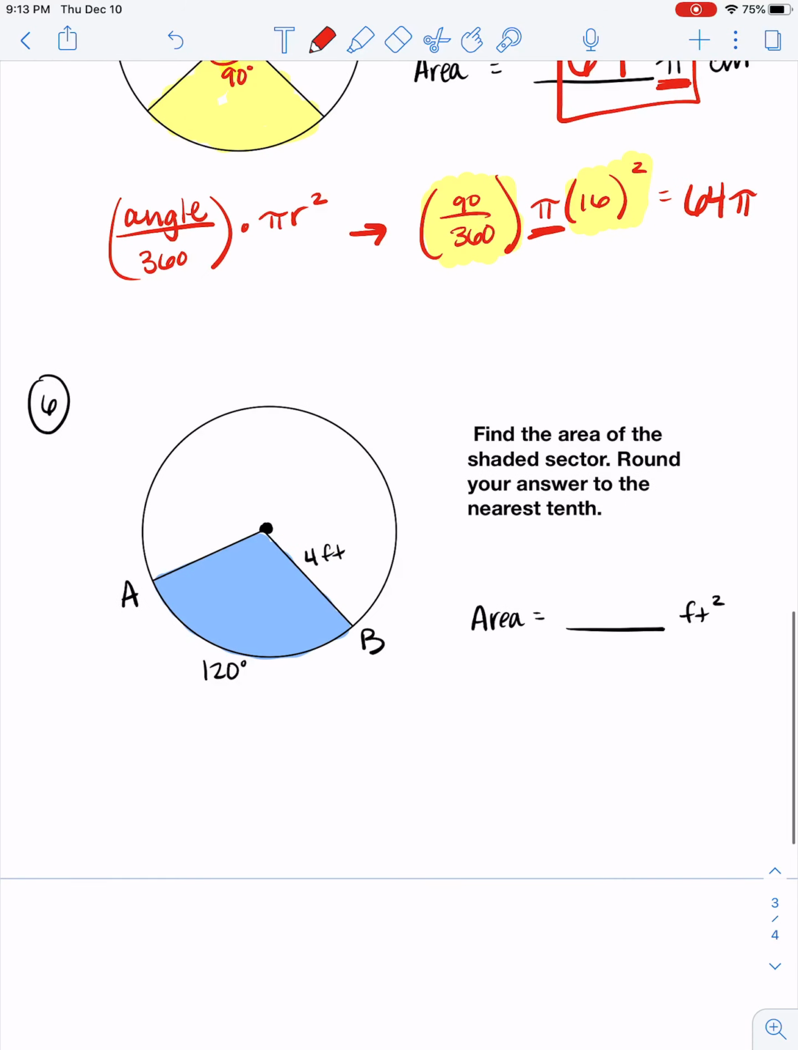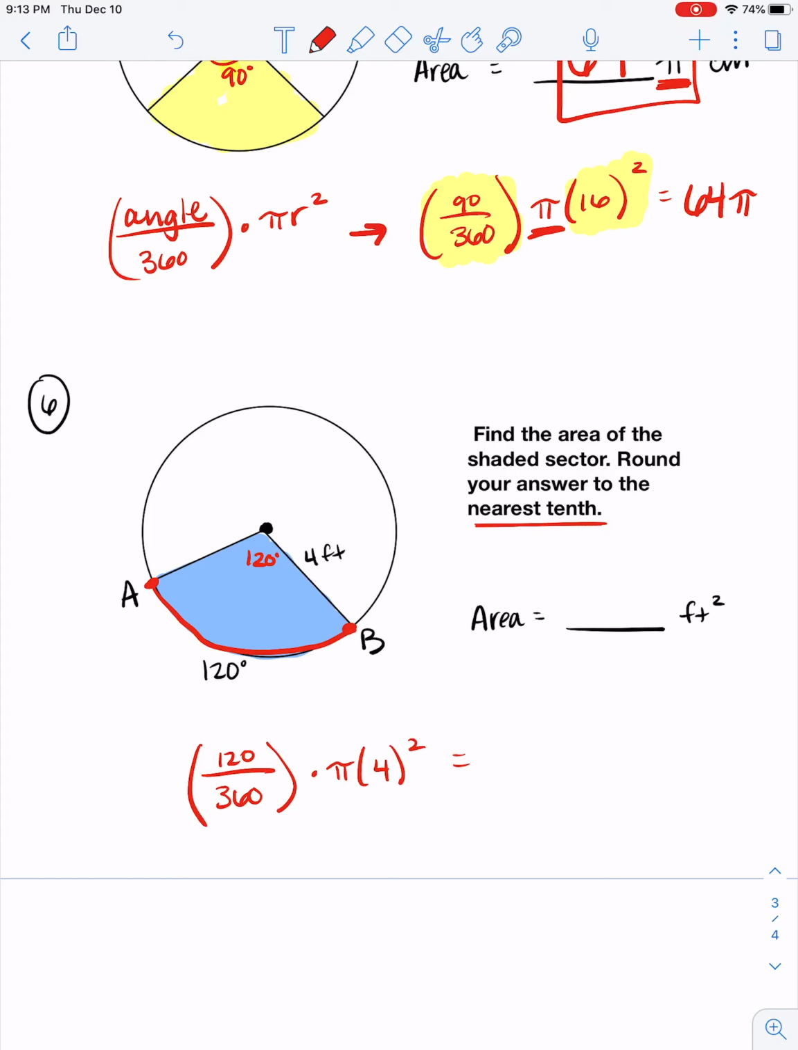All right, same thing here. It says find the area of the shaded sector. This time round your answer to the nearest tenth. So again, since we have this arc measure right here is 120, we know this angle is also 120. So I just kind of fill that in. So our angle or our arc measure, 120 out of 360 times area of the sector. So area is pi r squared. So pi, our radius is 4 squared.